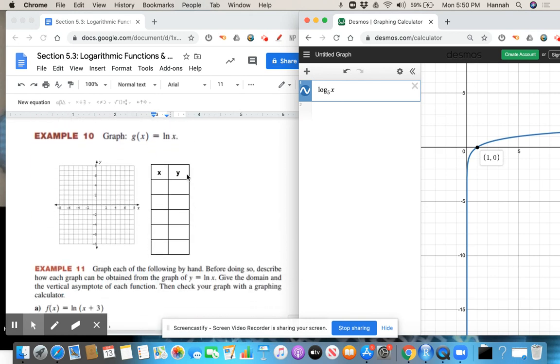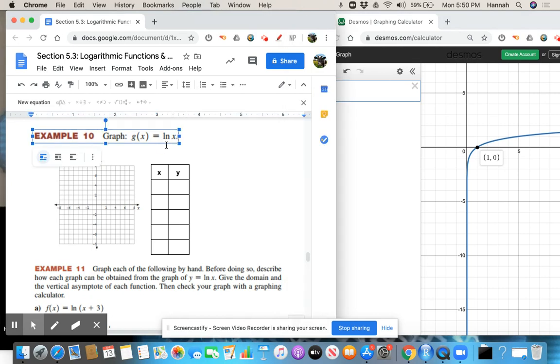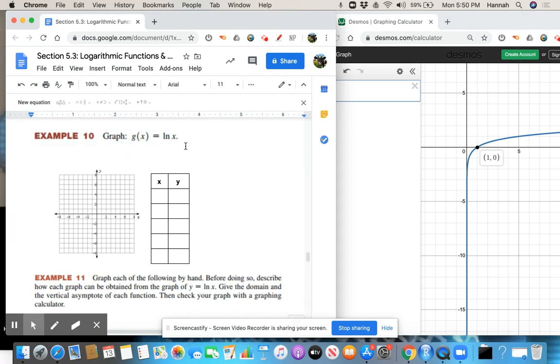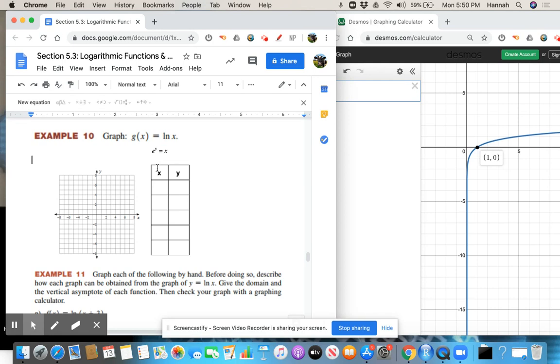All right, example 10. So let's look at what's different about example 10. First thing I notice is I see ln x. That means I'm dealing with a natural log here. And what does natural log mean? Well, natural log means that it's understood that my base right here is e. So if I'm going to write this in exponential form, what I have is e to the y equals x. And again, the reason I knew that is because it said natural log.